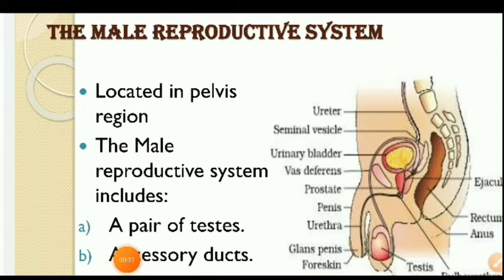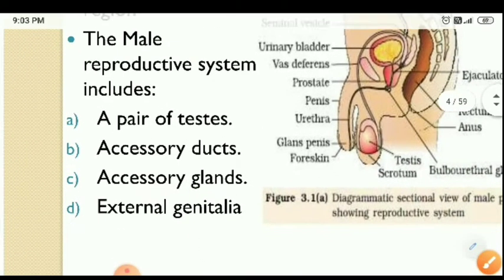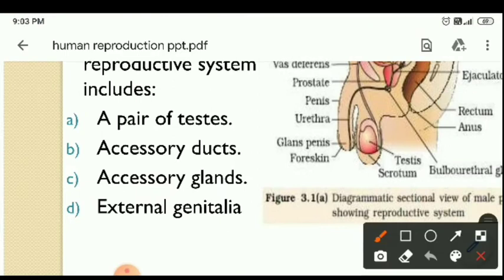This is the male reproductive system. The male reproductive system is located in the pelvic region of the male. It includes a pair of testes, accessory ducts, accessory glands, and external genitalia.